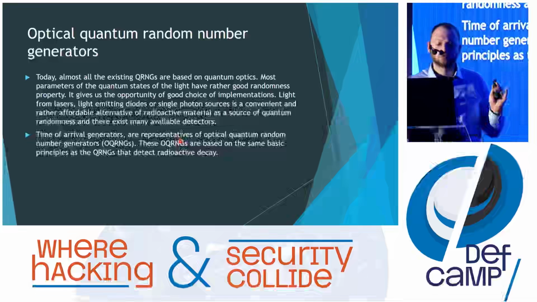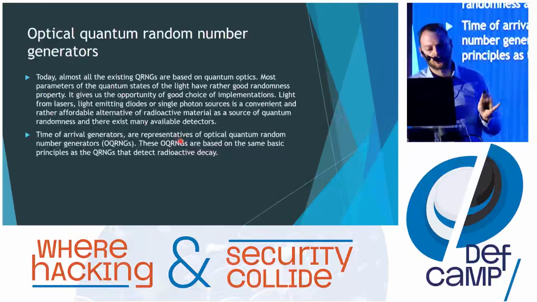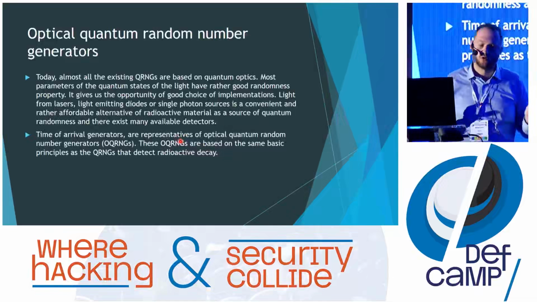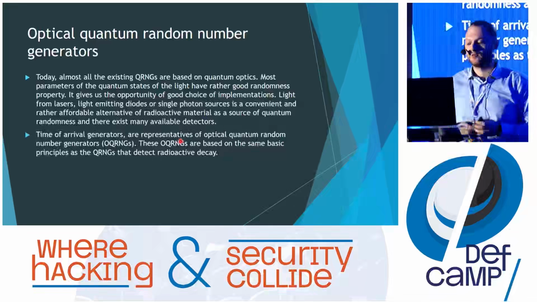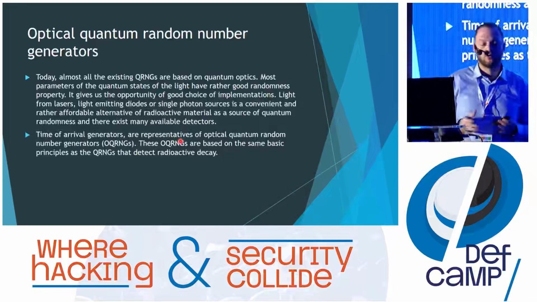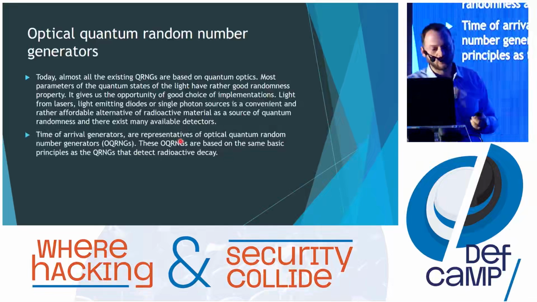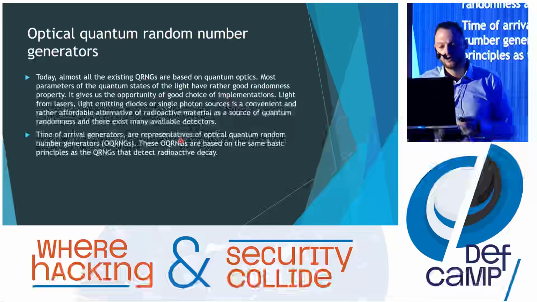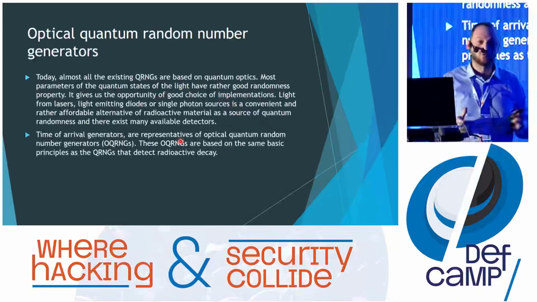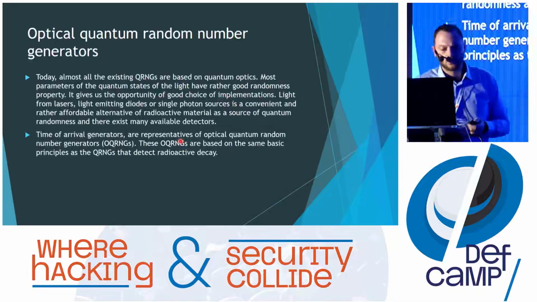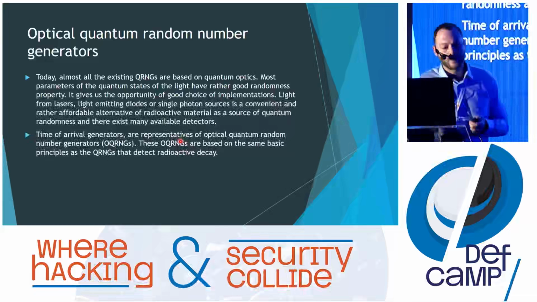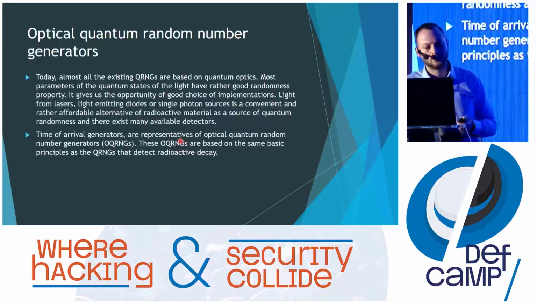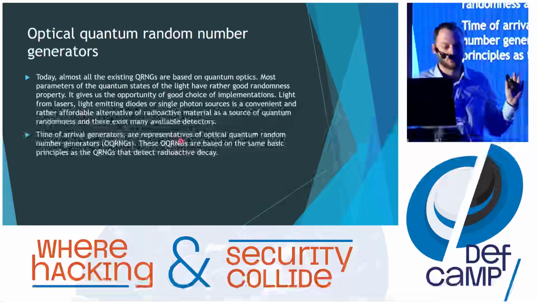Today almost all existing quantum random number generators are based on quantum optics. Why? Because the parameters of the quantum state of the light have very good randomness properties, so they give us the opportunity to get a very good implementation. For example, light from lasers, light-emitting diodes, and single photons are a very affordable and convenient alternative to radioactive material, and are a wonderful source of quantum randomness.